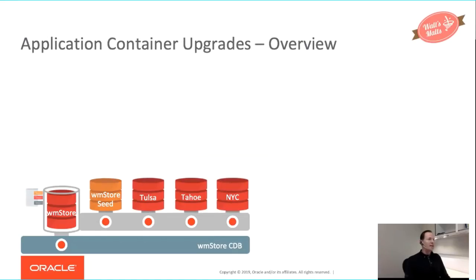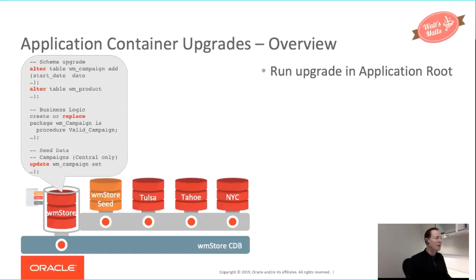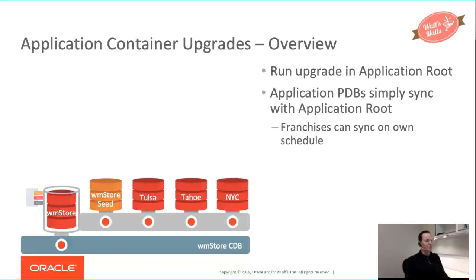But what happens when you need to make a change to that application and you want to upgrade it? So in this model, all you do is you run your upgrade in application root. So you can alter your table, you can change some packages, you can update some data. And then application PDBs, including the seed, can simply sync with the root to get the new version. But they don't have to all do it at once. They could do it at a time of their choosing. So New York City, for example, can wait and decide it's not ready for the new application and then do it at a different time.